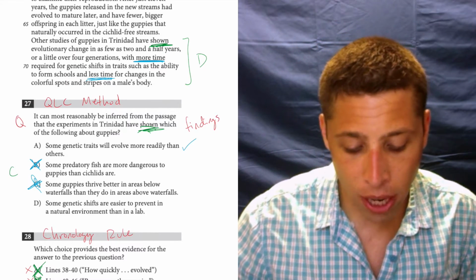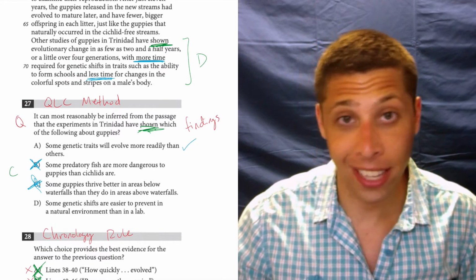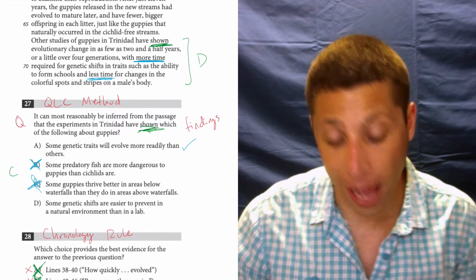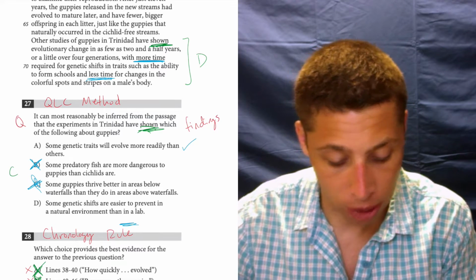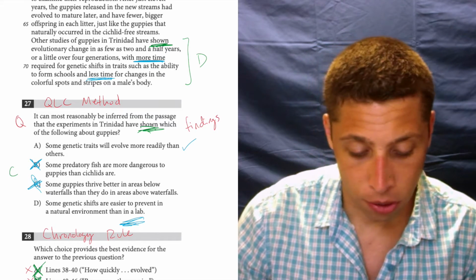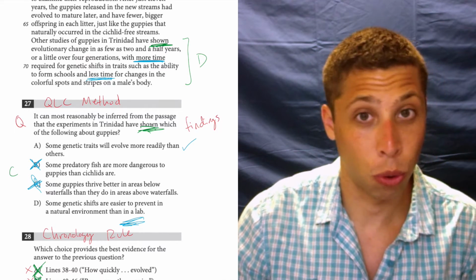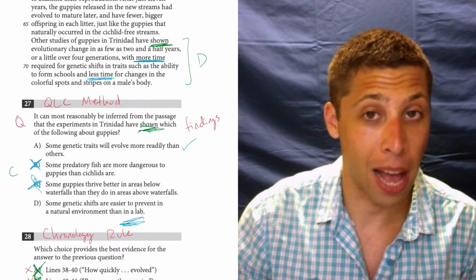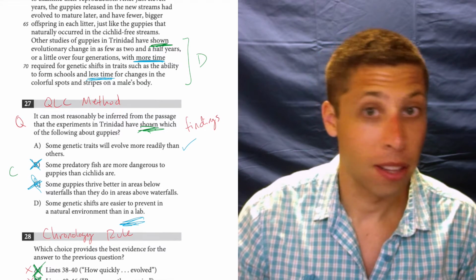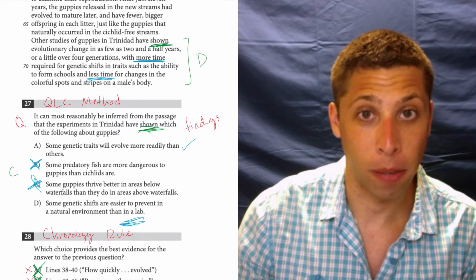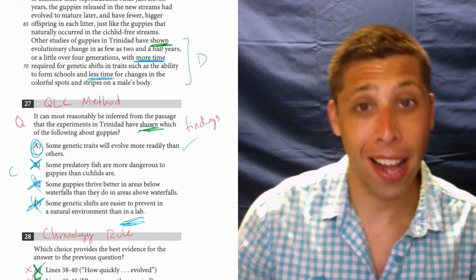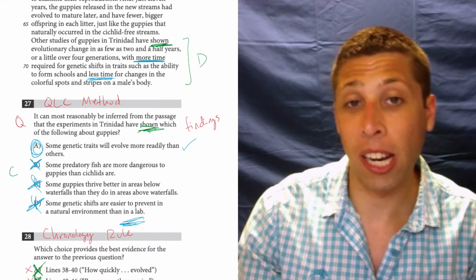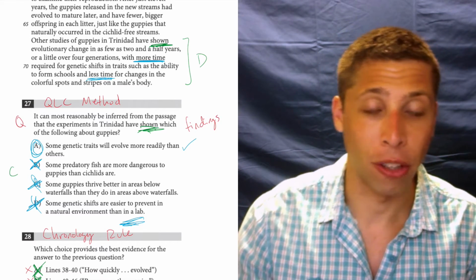And D, some genetic shifts are easier to prevent in a natural environment than in a lab. Well, they're not really talking about a lab, so that doesn't really seem true. And they're certainly not comparing a lab to the environment. It seems like we're still talking about the environment. So that just seems random. And so yeah, the one that matched is the one that was right. I shouldn't have been surprised by that, but that's why we make sure.